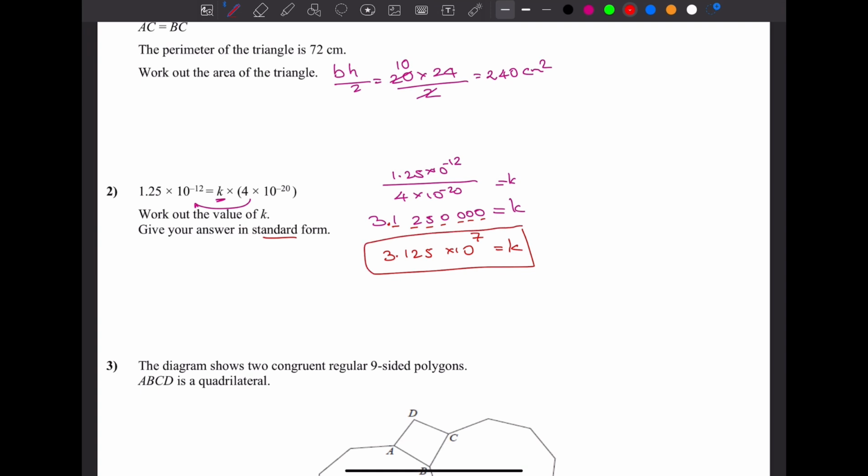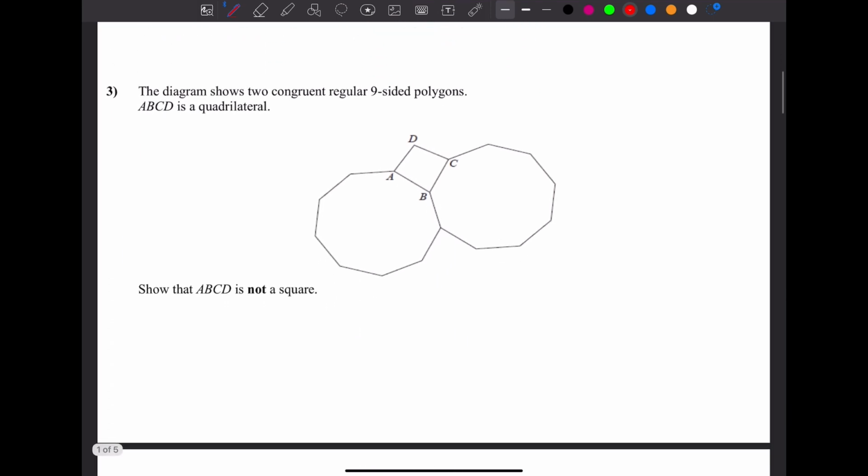Okay. Next one. Show that ABCD is not a square. It's a 9-sided polygon. I'm not going to sit and count. Maybe 1, 2, 3, 4, 5, 6, 7, 8, 9. Yeah, it is 9. What is the formula? N minus 2 times 180.